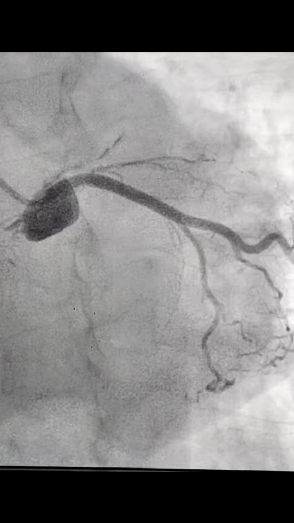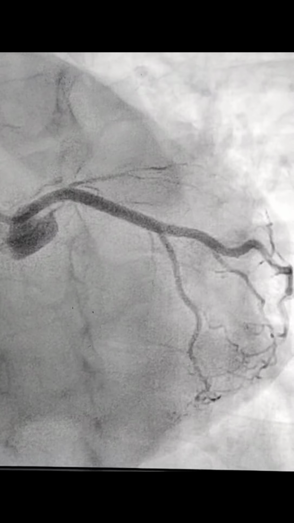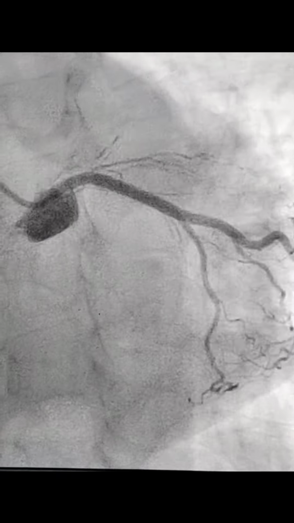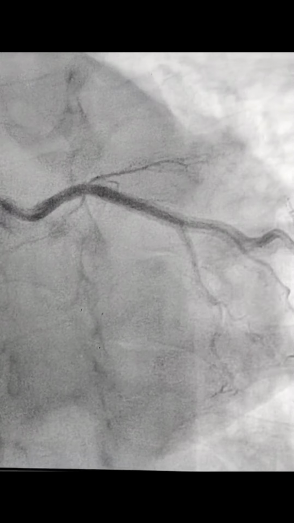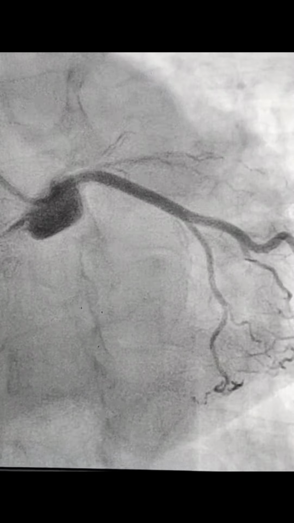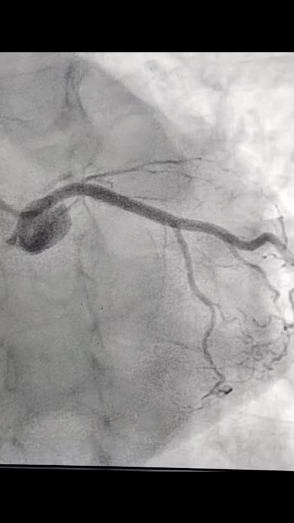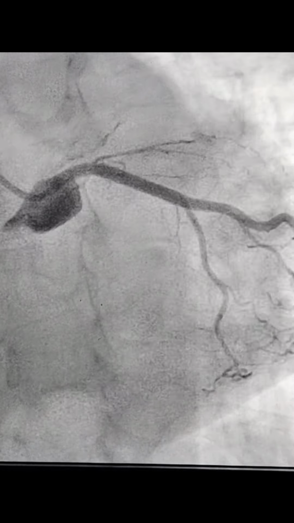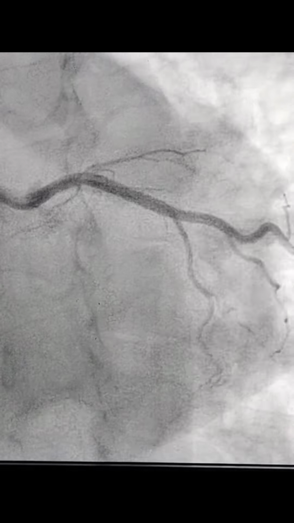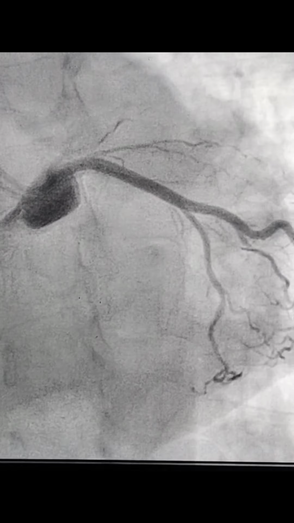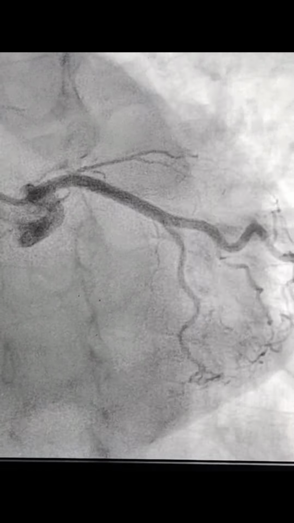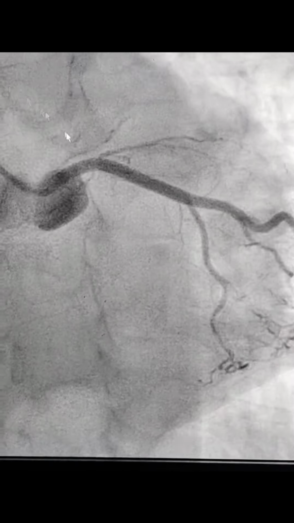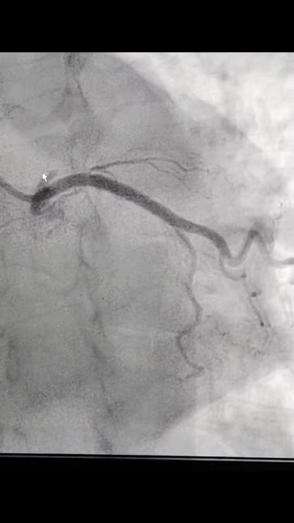This is a caudal view, and you can see the LCX, and you cannot see the LAD, and sort of thrombus you can see. This patient doesn't have any LM, left main. There is a separate origin of LAD and LCX, and this catheter is in the LCX only, and you can see the shadow of LAD above the LCX. This is the thrombotic shadow.